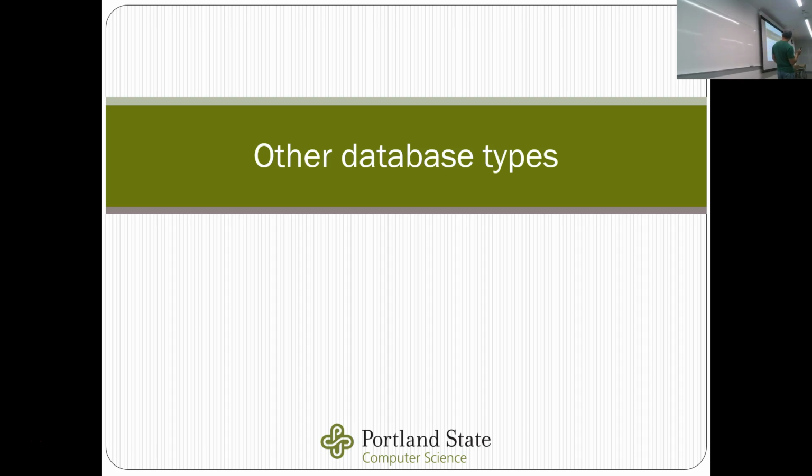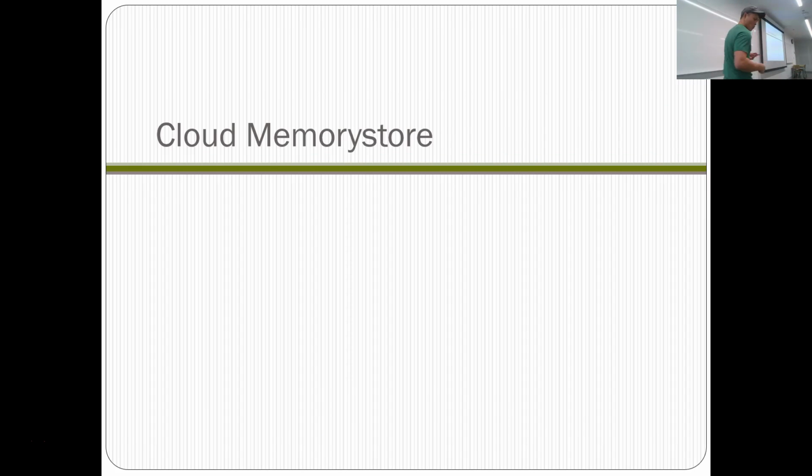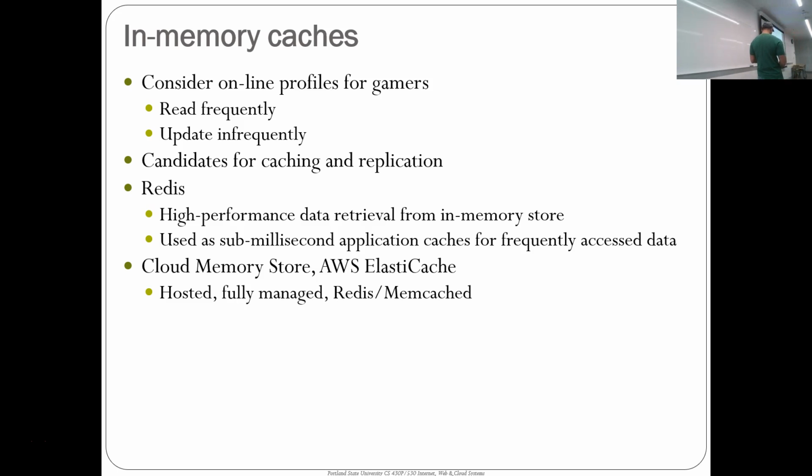Okay, so that's all I'm going to talk about for Spanner. You'll find that there are other data store types that are available in the cloud. One other type is this thing called Cloud Memory Store. And so the application use is for something like an online profile for a bunch of gamers. This thing is read very frequently, as, for example, if you go and you look for the leaderboard, or if you're trying to look up people, you're going to read these entries very frequently, but then the updates are very infrequent. If you have this operation where it's read all the time, but very rarely updated, this is a good candidate for caching and replication.